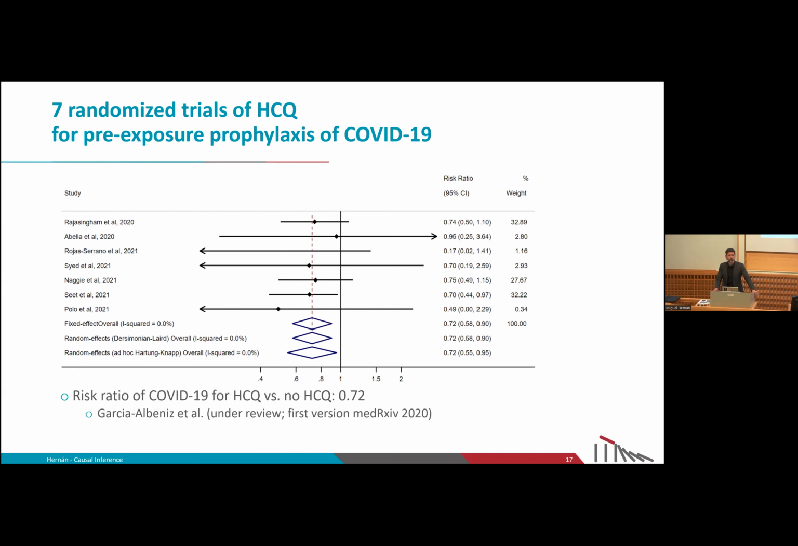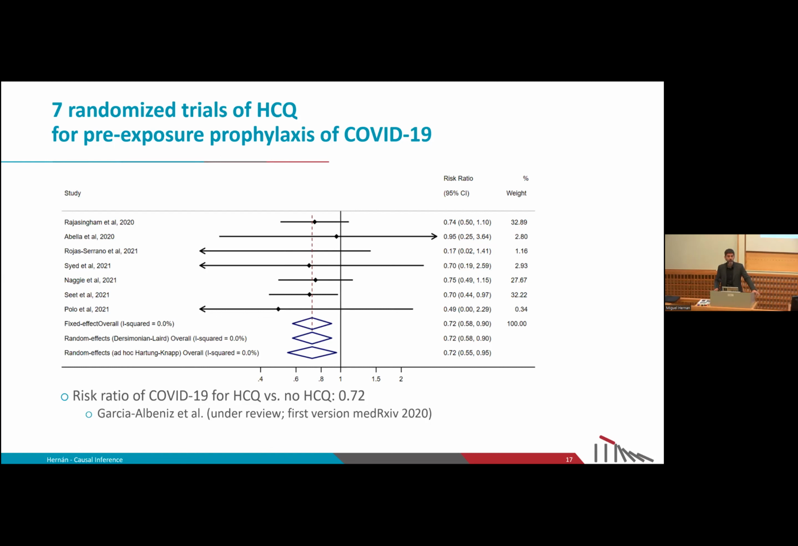There are 7 randomized trials of hydroxychloroquine for pre-exposure prophylaxis of COVID-19. The pooled risk ratio is 0.72 for COVID-19 diagnosis. And the confidence interval, you cannot see it well, goes from 0.58 to 0.9. Some people say that we were not using the right random effects estimator, that we should use a different one. We also used it, and the confidence interval goes from 0.55 to 0.95.